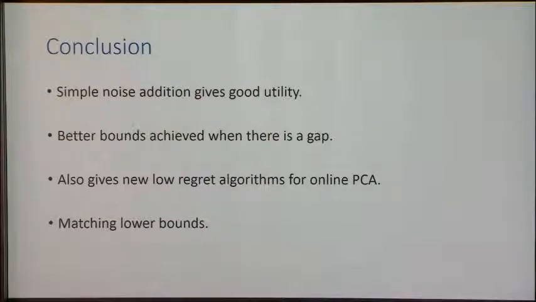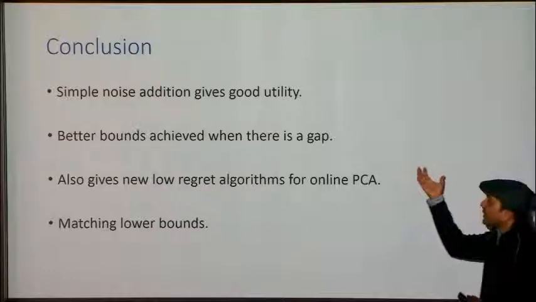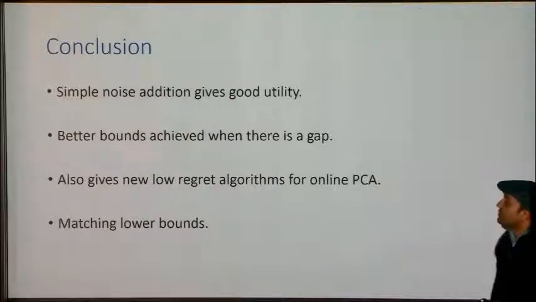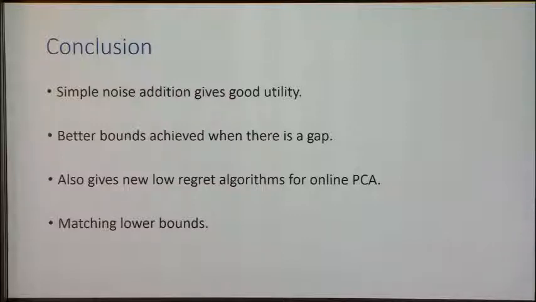So basically, we gave a very simple noise addition mechanism, which gives excellent utility, which actually gets better when you do have an eigenvalue gap. It also gives new algorithms for online PCA, and we can prove lower bounds for differentially private algorithms that match our upper bounds. So in some sense, at least in this model, we completely understand differentially private PCA. I'll stop here. Thanks.